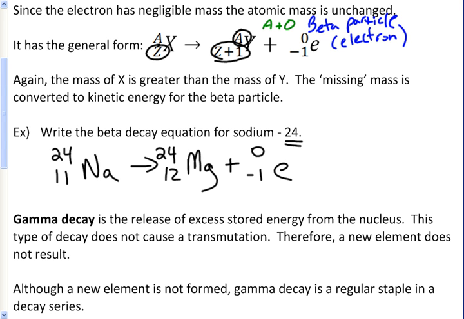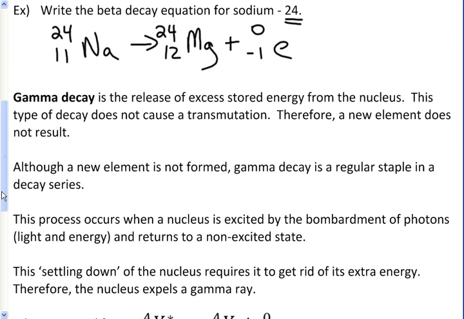Alright, the last type of decay is some of the easiest, but some of the weirdest to explain. So gamma decay is the last type, and it is the release of excess stored energy within the nucleus. Now this type of decay does not cause transmutation. We are not changing the element here. All we're doing is getting rid of excess energy. So therefore we're not getting a new element here, but we're going to show the decay still.